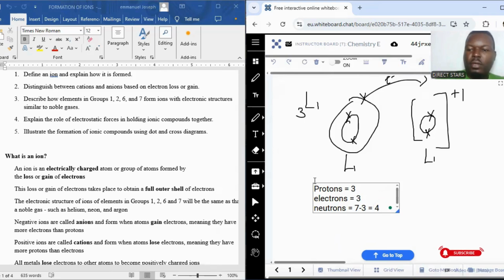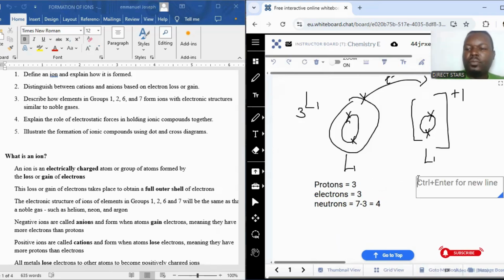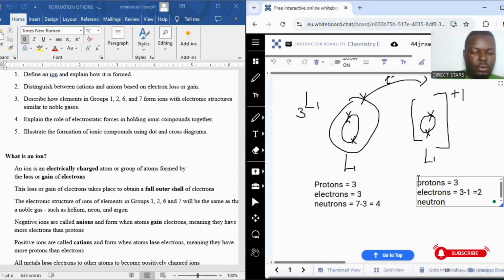And then for the ion, the cation that we have here, you have protons, still 3, because that's the atomic number and it doesn't change. But for electrons, in this context, you have lost 1 electron to become 2. So the number of electrons in the lithium ion is now 2. And the neutrons remain the same, 7 minus 3, which is 4.